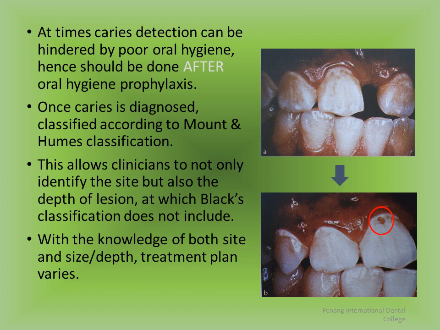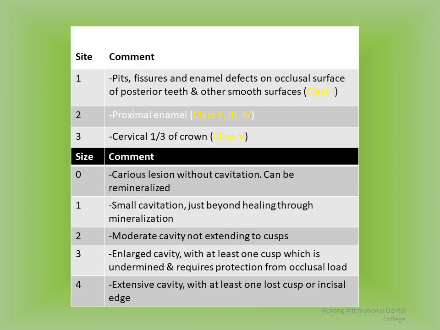So although it is time consuming because you have to record all the surfaces, after the recording of the Mount and Hume or the ICDAS sheet, you know exactly where the lesion is, and you know exactly what size of lesion you are dealing with. So according to the site, number 1 goes to your pits, fissures, and enamel defects on the occlusal surfaces. This is similar to your class 1 given by GV Black. The second is the proximal. This is similar to your class 2, 3, and 4.